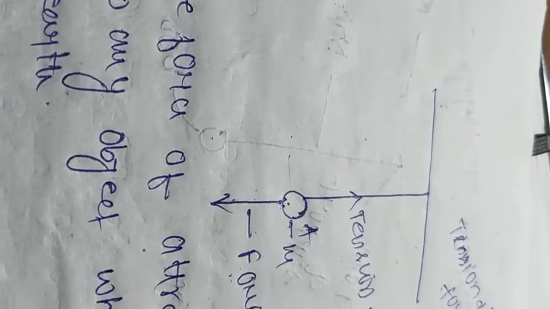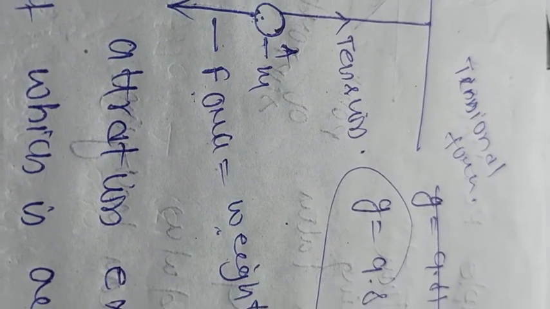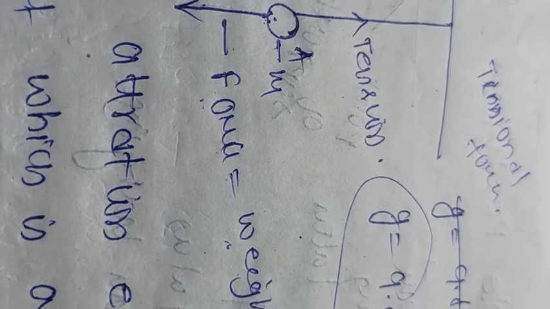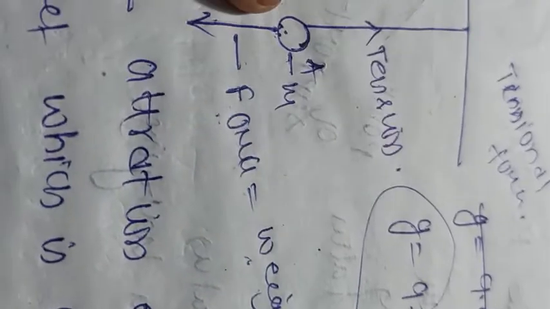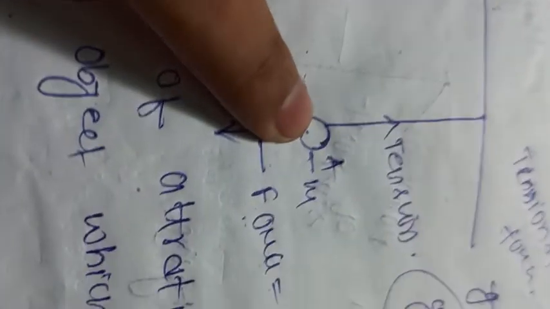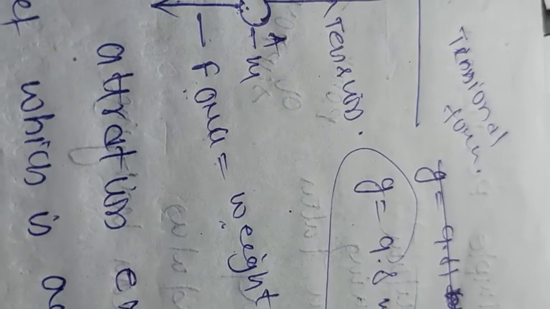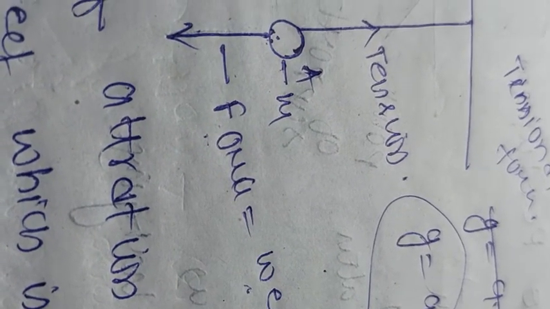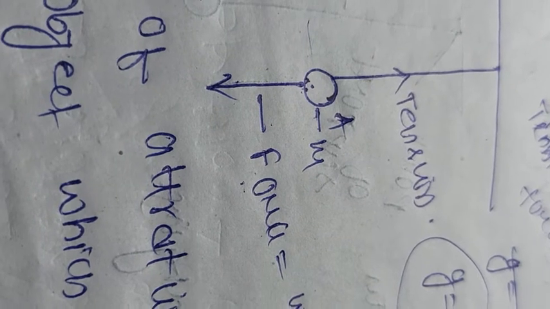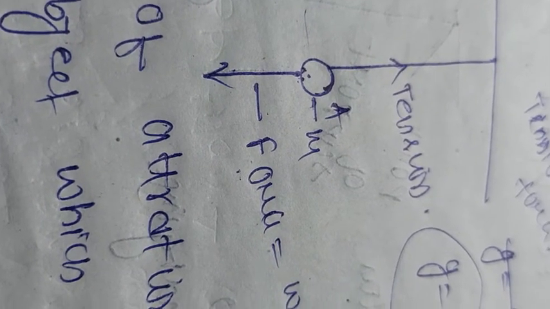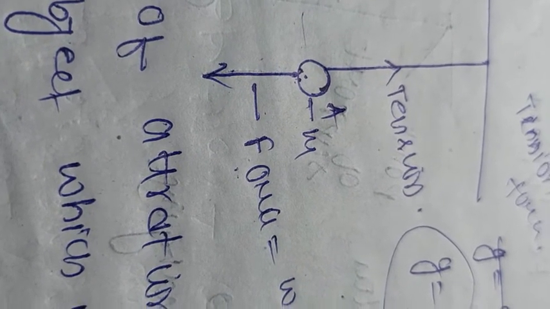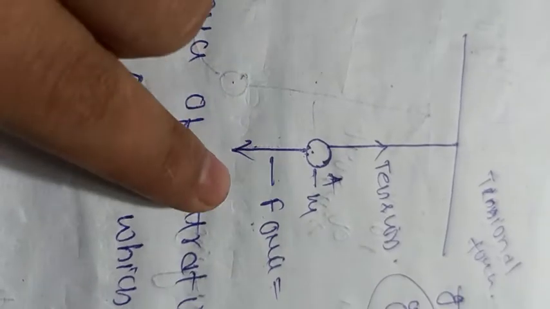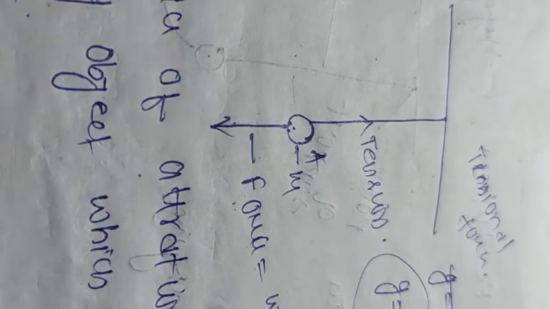The force that develops is the attraction between this object, which is the ball, and the earth. That force is the gravitational force. Because of this attraction, the direction of the gravitational force, which I denote here, is downward.